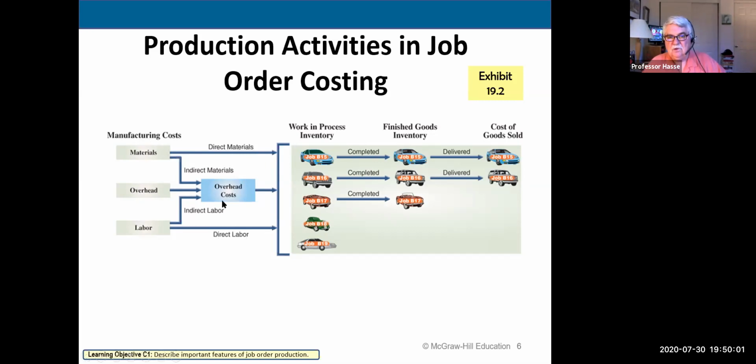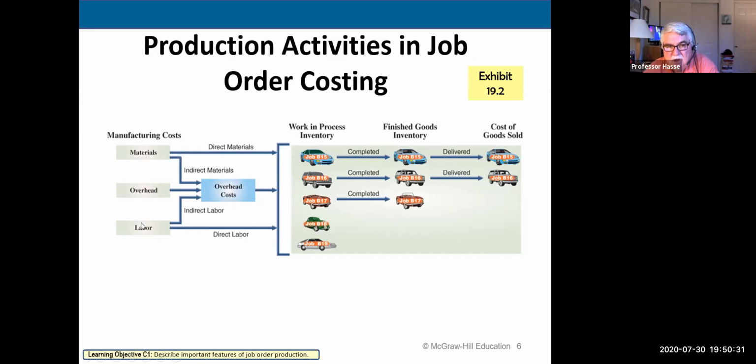And once all those costs are determined, they go into production. You start building your product. It's called work in process. Once the product is finished, it goes into what is called finished goods inventory. It's ready to be sold. And once it is sold, it becomes a cost of goods sold. We've seen that before.